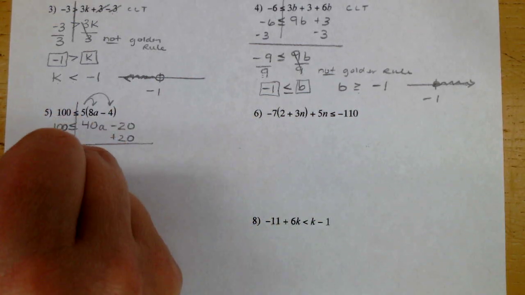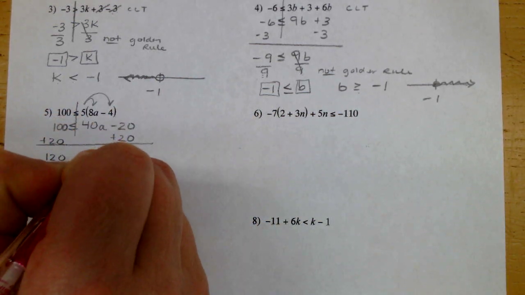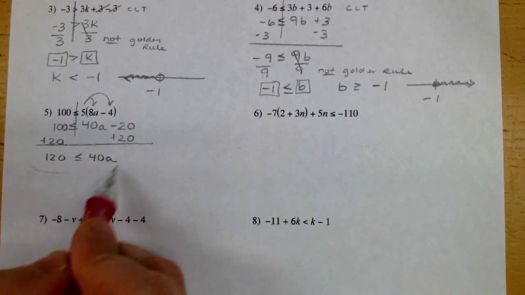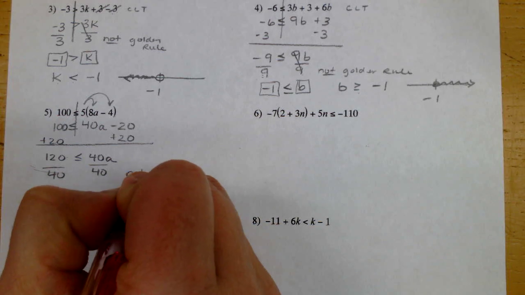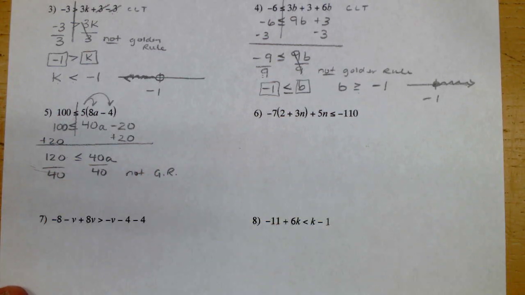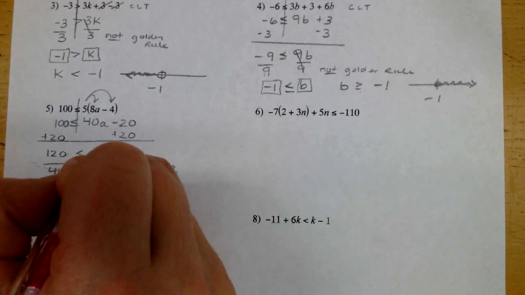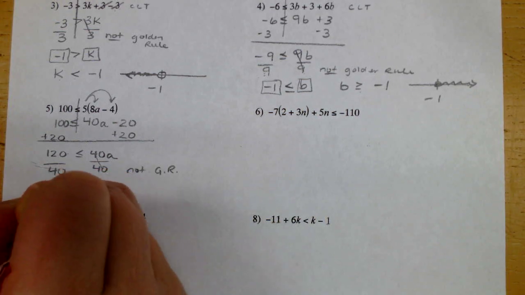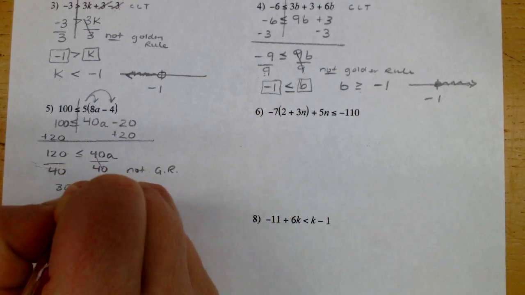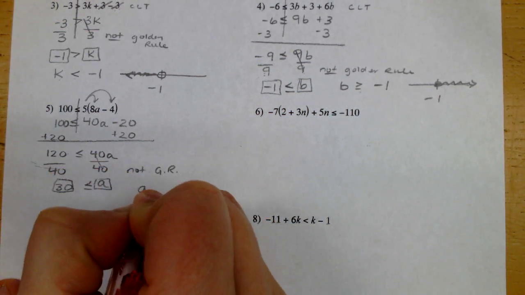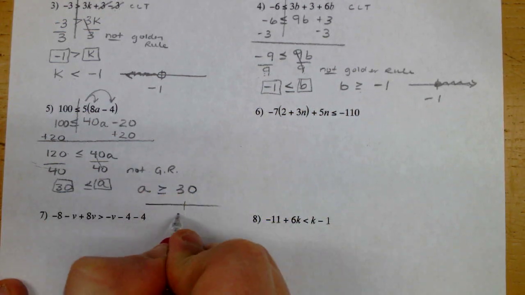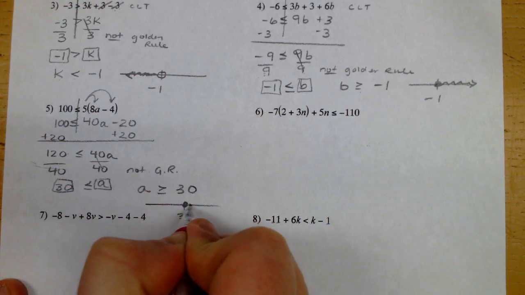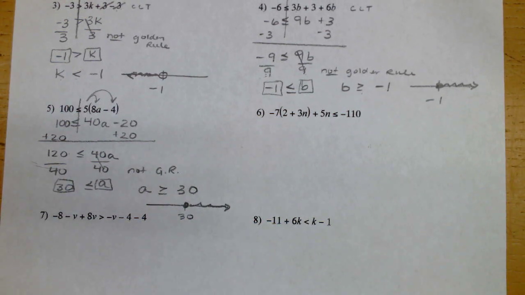So plus 20 is 120. Everything else stays the same. Divide by 40. This is not the golden rule. I'm going to abbreviate, not GR. A is less than or equal to 30. Key players. A, 30, less than or equal to 30, solid, shade left.